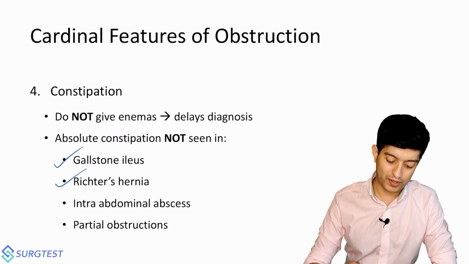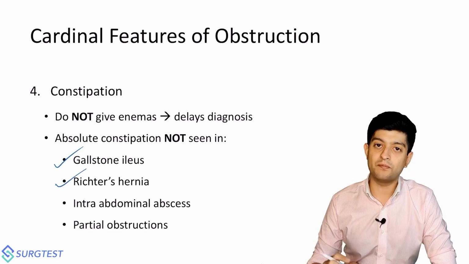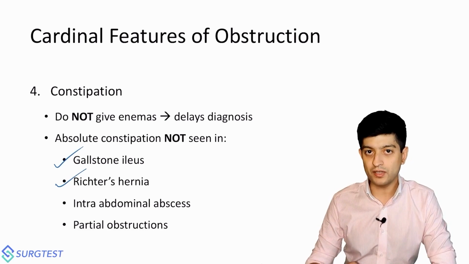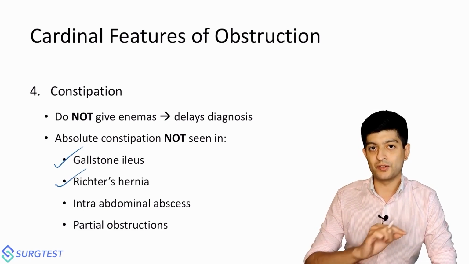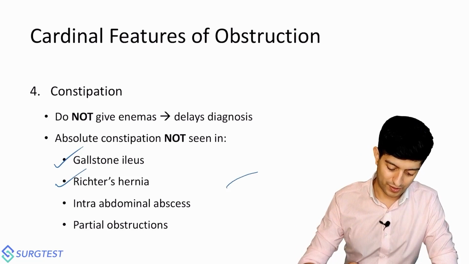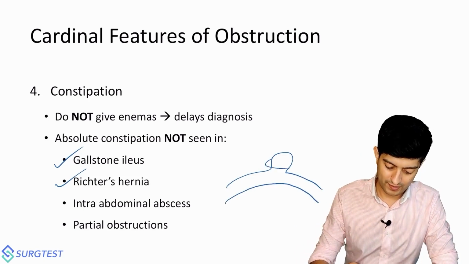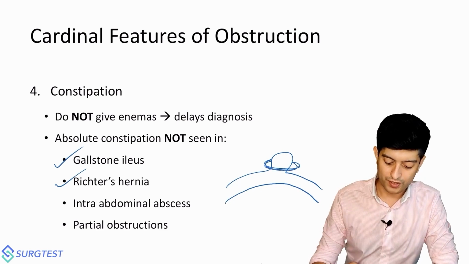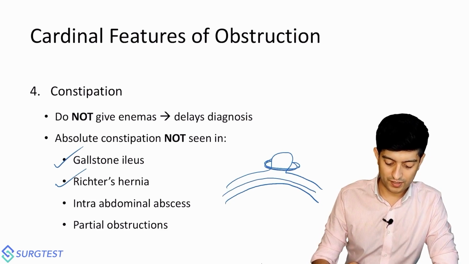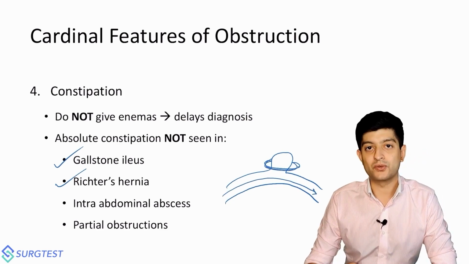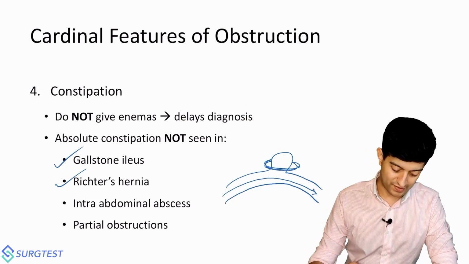In a Richter's hernia, you'll end up having only a part of the circumference of the bowel stuck within the hernia. So the lumen is still continuous. So it's something like this, and this is the hernial segment over here. So remember, the lumen is still continuous and it's okay to not have absolute constipation in these cases.